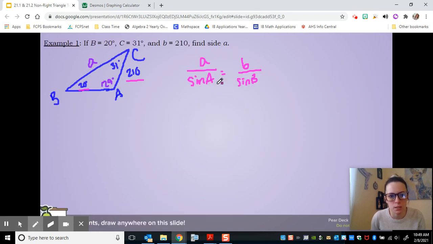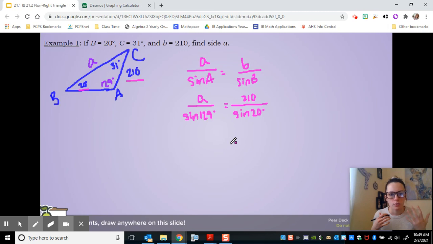All right, so just rewriting the pieces I'm using, you don't have to, but it can help the first few times you use this. And then filling in what I know. I'm obviously looking for side A. I know that angle A is 129, so I'm doing sine of 129. Side B is 210. And angle B is 20 degrees, so doing the sine of 20 in the denominator.